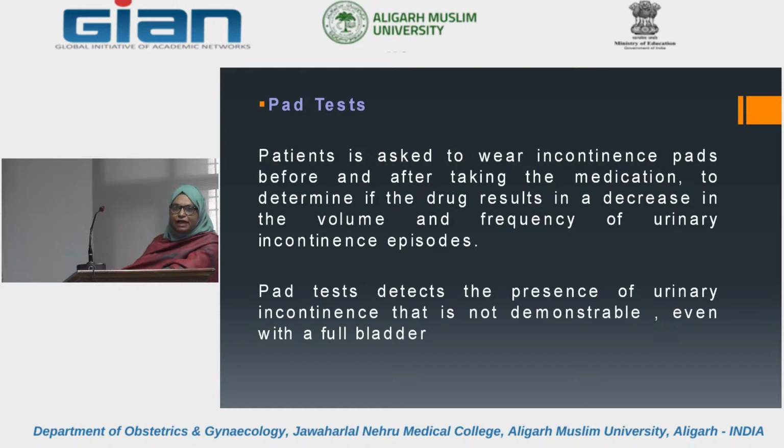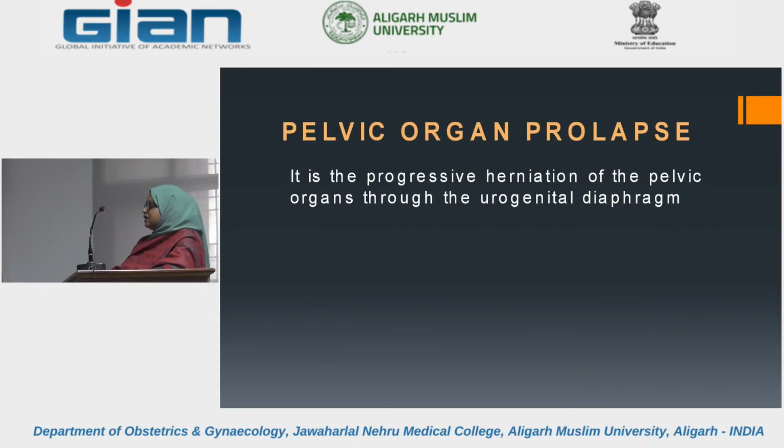Now coming to pelvic organ prolapse. It is the progressive herniation of the pelvic organs through the urogenital diaphragm. The common pelvic support disorders are the rectocele, which is a posterior defect, the cystocele, anterior, the enterocele, posterior, and the uterine prolapse.